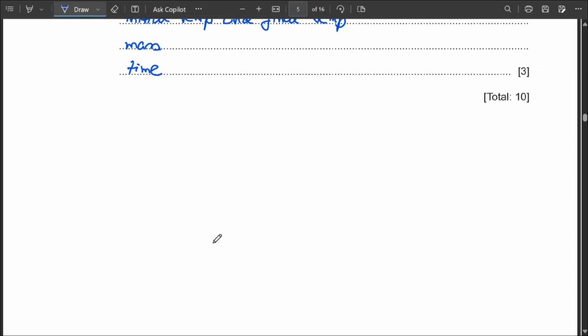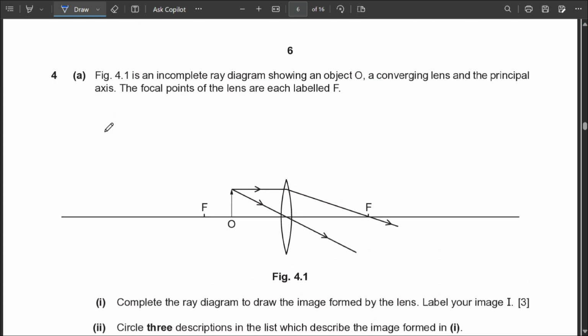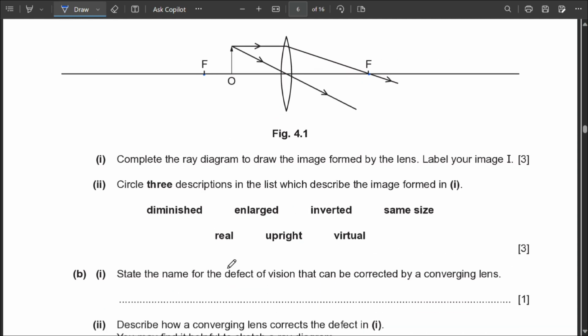Okay. Now moving on to the fourth question. Okay. Figure 4.1 is an incomplete ray diagram showing an object O. Okay, this is an object O. A converging lens and the principal axis. Okay. The focal points of the lens are each labeled as F. So these are the focal points. Okay, complete the ray diagram to draw the image formed by the lens, label your image.